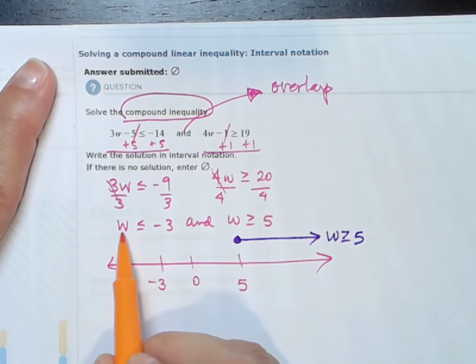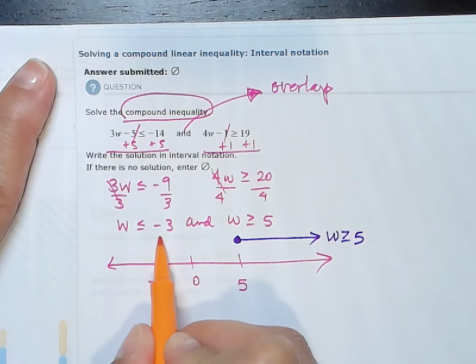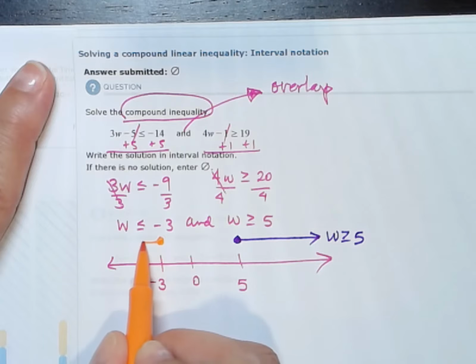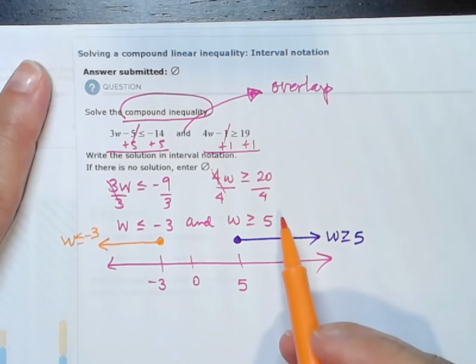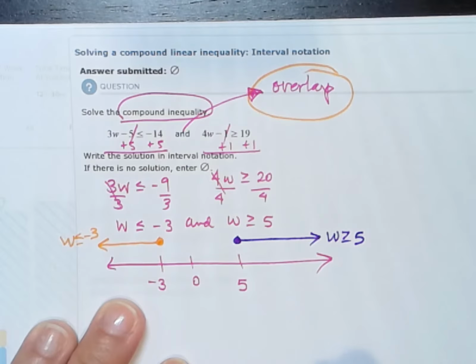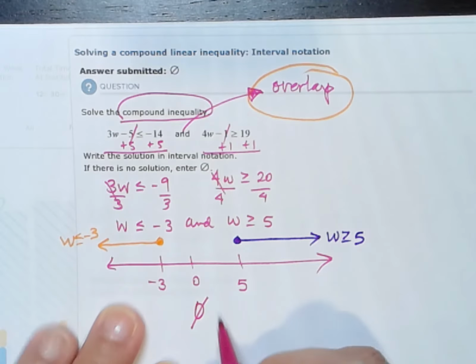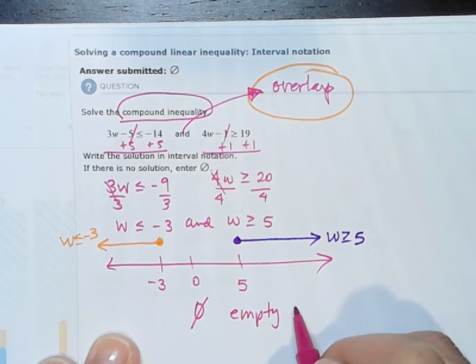And then over here it says w is less than or equal to -3. So I want all the things equal to -3, but less than, that's the less than side. So all the numbers less than -3 go this way, less than or equal to -3. And this was an and. Do these overlap? They do not. And so the final answer for this problem would be the empty set, okay? Because they didn't overlap, they don't have anything in common. Your ands have to have something in common.